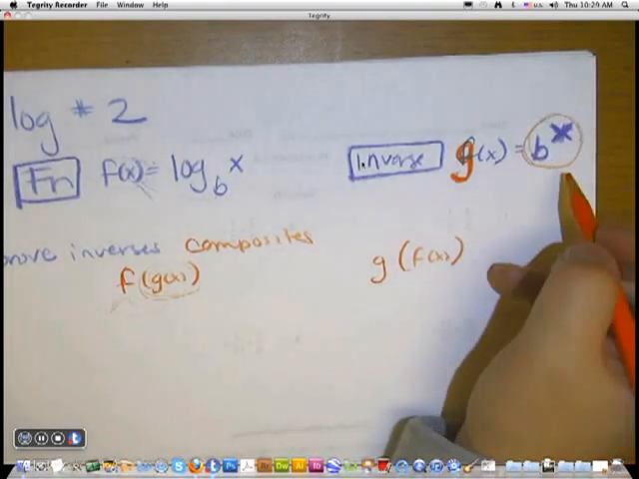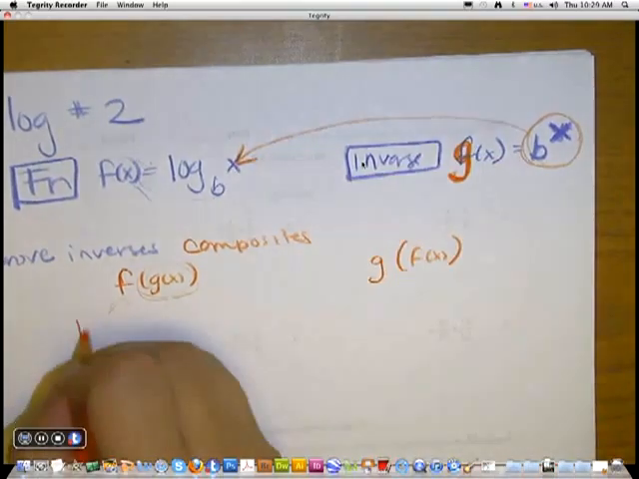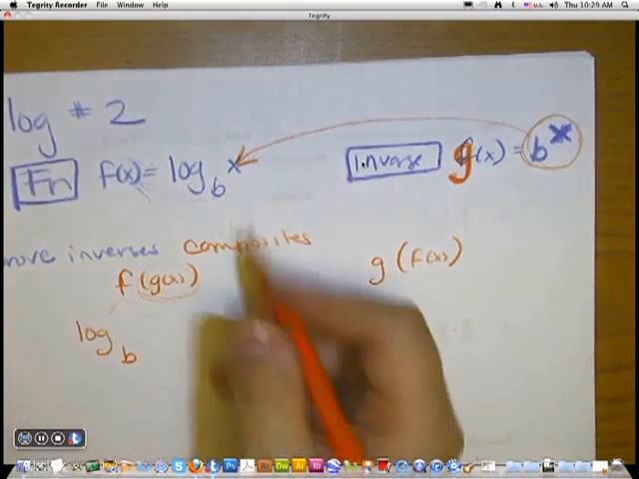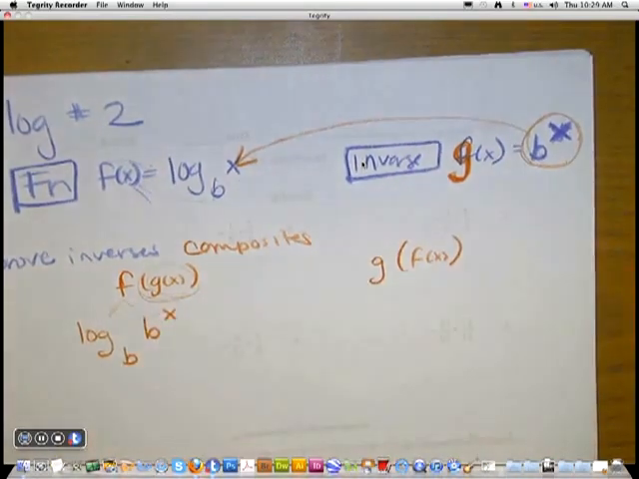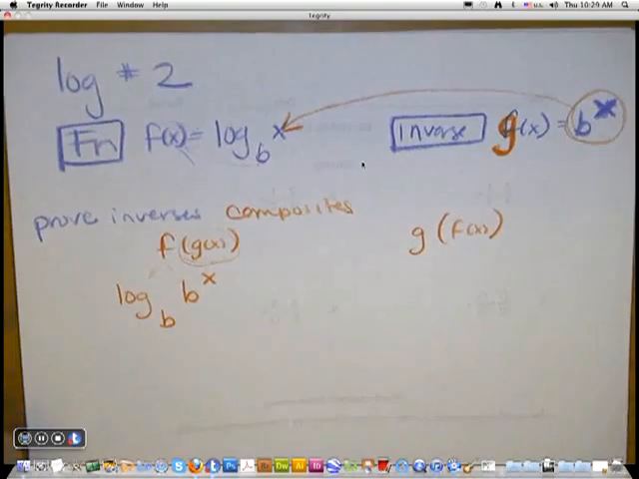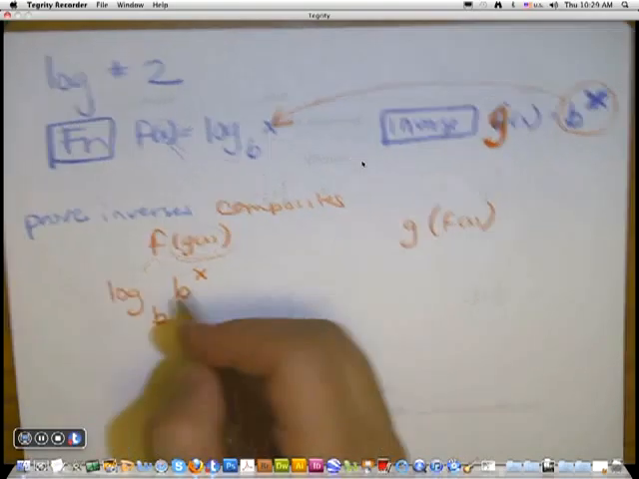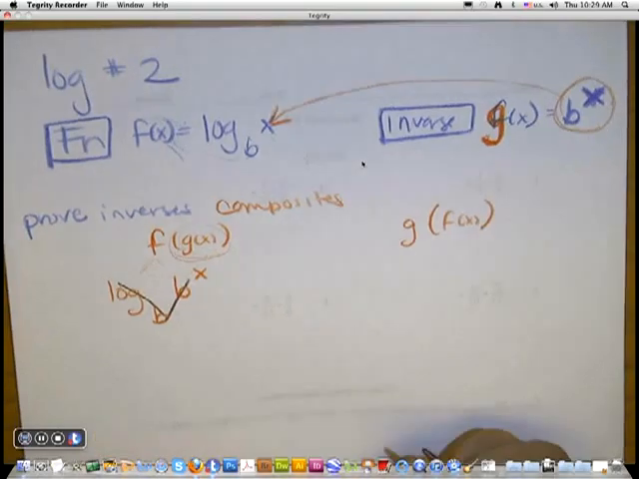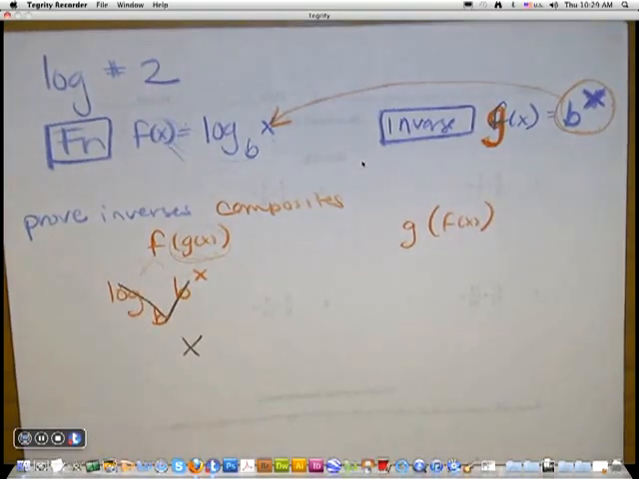So we're going to put G into F. So that's log base b, and then we're going to replace x with b to the x. And what happens when we have the base of the log and the base of the exponent being the same? They basically cancel each other out, leaving x.